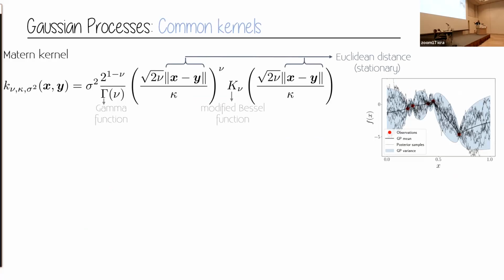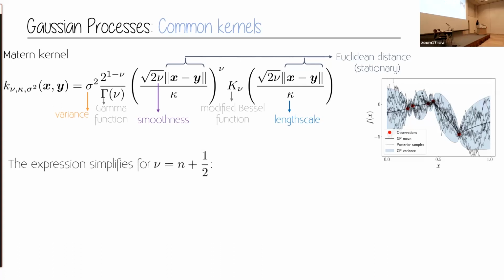That means that they depend on the distance between two data points that you're considering, x and y, which you have here as input. And then this depends on a length scale value, a variance value, and a smoothness parameter. And this equation actually simplifies when the smoothness parameter is equal to an integer plus 0.5, right? Which is what is often used.